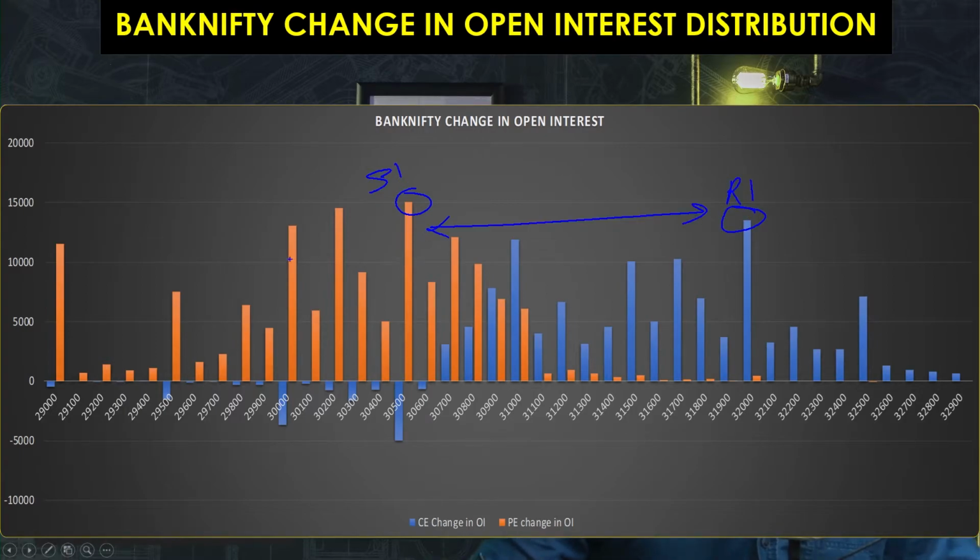So here if you see, most of the open interest buildup is happening on put side. It means there is a bullishness in the market. Banknifty change in open interest picture is saying today there was bullishness in the market and also it is indicating tomorrow also there will be bullishness in the market.